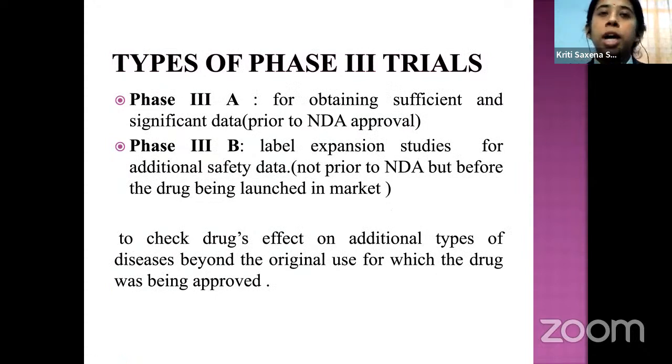Phase 3 trials are also of two kinds. Phase 3A is done before the NDA approval is applied for, to obtain sufficient and significant data that will promise that your molecule or intervention is beneficial for human subjects. And phase 3B is also called label expansion studies, and it is done not prior to NDA but before the drug is launched in the market. Because when you apply for NDA, it takes several years, up to 7 to 10 years, for NDA review, and only after a lot of experimental proofs, review, and editing and omission, your drug will get approval, and if it gets approved, then only it will go for phase 4 trials, that is marketing.